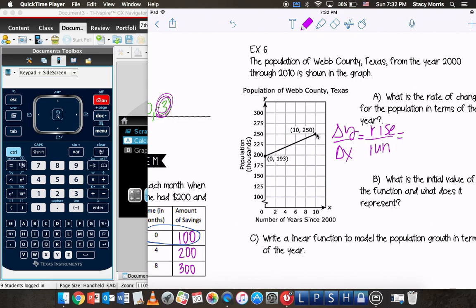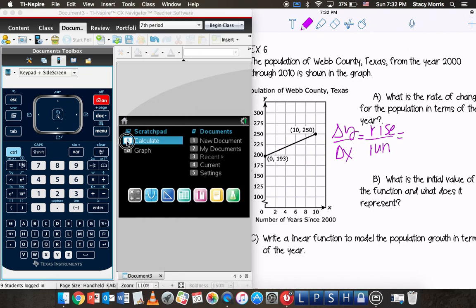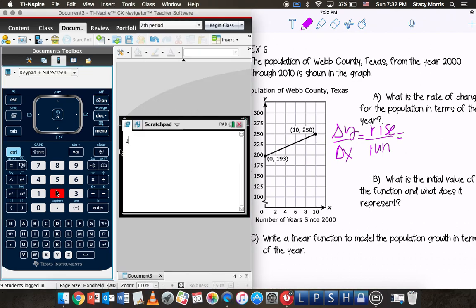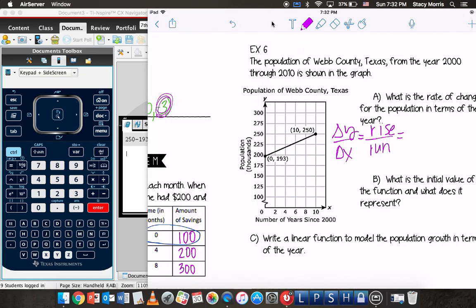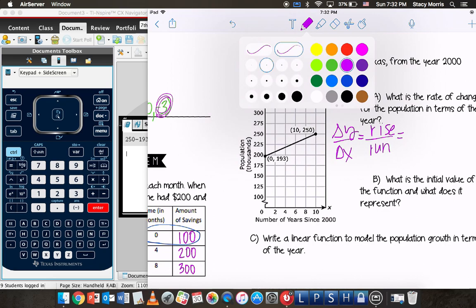So looking at our graph, we have two pretty points that we can use. We can use this point and we can use this point. So the rise over the run. So it goes from right here at 193. It looks like 200, but it tells us it's 193 up to 250. So we need to figure out what is that an increase of. So I'm definitely going to use my calculator. So using my calculator, I want to do 250 minus 193 to figure out how much did that increase. So 250 minus 193 is 57. Okay, that should make sense because from 200 to 250 would be 50 plus the 7 to get to 200. So 57 is our rise.